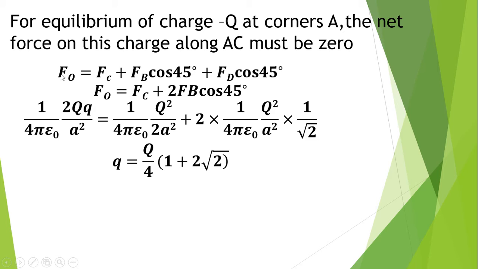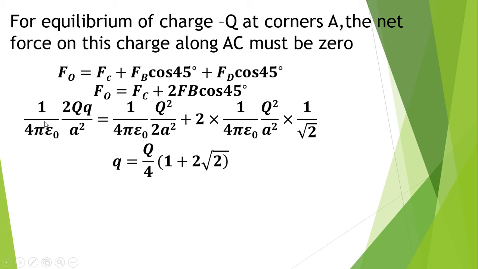We have already said F naught is equal to the resultant force along the direction of FC. That is, F naught is equal to FC plus the component of the force FB along the direction of FC, FB cos 45, plus the component of the force FD along the direction of FC, that is FD cos 45 degree. After solving that, F naught is equal to FC, and FB and FD are equal in magnitude. So we put here twice FB cos 45 degree. We have already solved the value of the F naught.